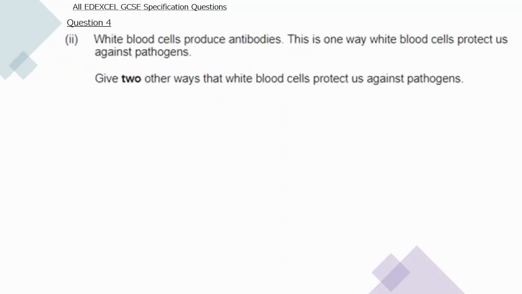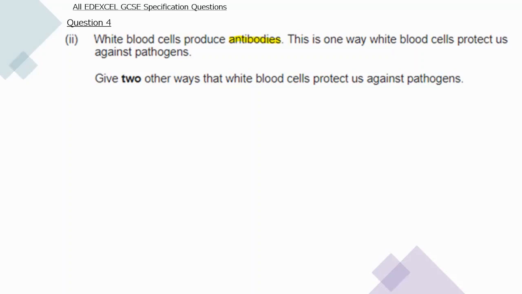Question 4. White blood cells produce antibodies. This is one way white blood cells protect us against pathogens. Give 2 other ways that white blood cells protect us against pathogens. So in the question it states that white blood cells produce antibodies. So we know that's one way that white cells protect us, but we need to think of the other 2 ways.